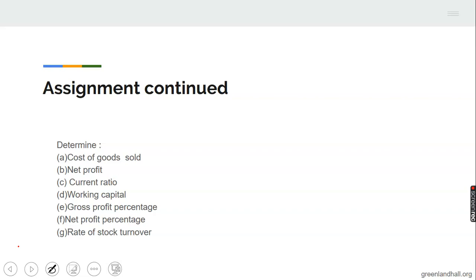You are expected to determine A, cost of goods sold, B, the net profit, C, the current ratio, D, working capital, E, gross profit percentage, F, net profit percentage, G, rate of stock turnover.